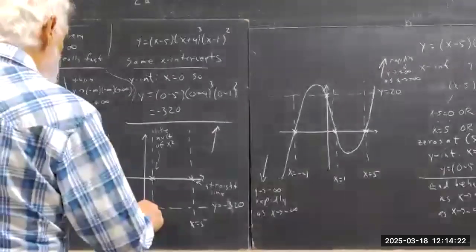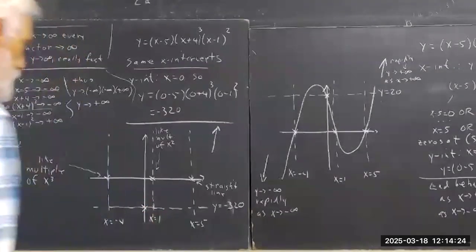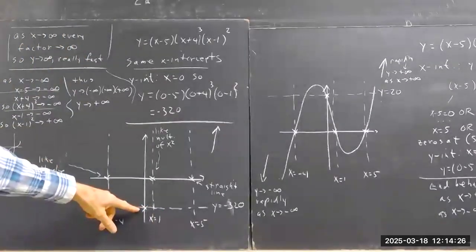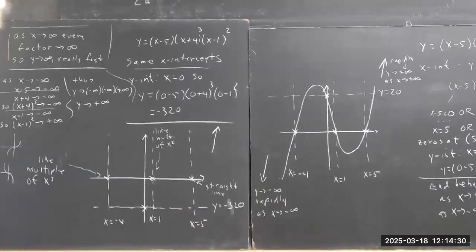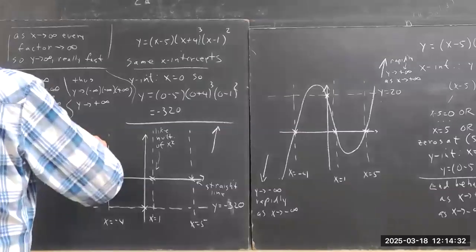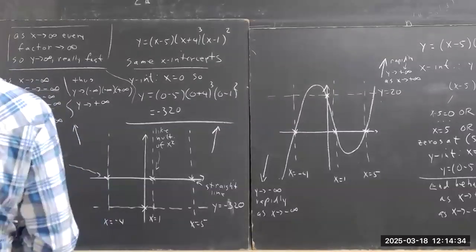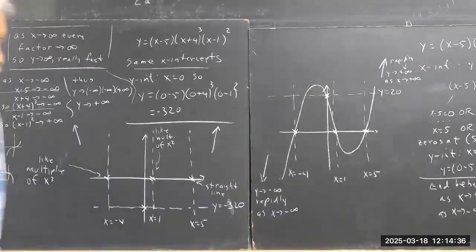It's a good thing I didn't mark this point here, but that's your y-intercept. I should have marked it when I talked. Okay, so my behavior here is this. Now can I draw the graph?